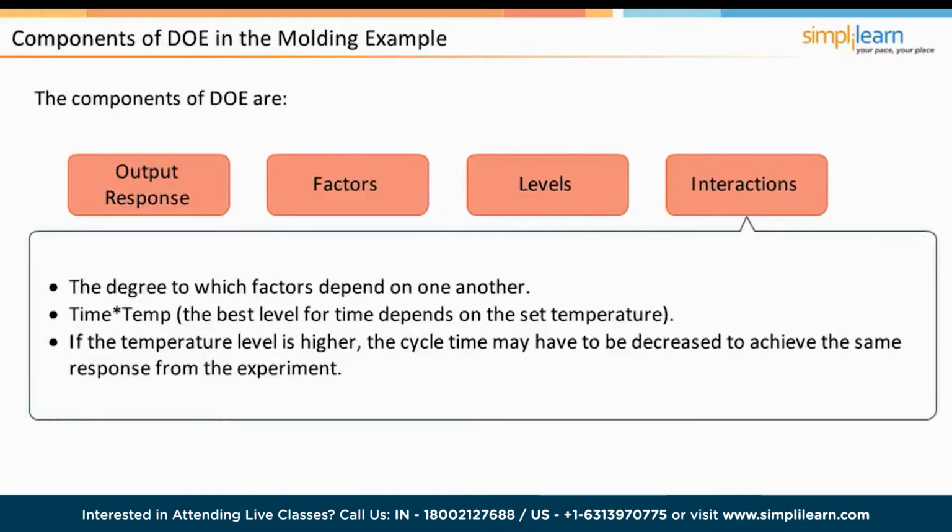Interactions refer to the degree to which factors depend on one another. Some experiments evaluate the effect of interactions. In the molding example, the interaction between cycle time and molding temperature is critical. The best level for time depends on what temperature is set. If the temperature level is higher, the cycle time may have to be decreased to achieve the same response from the experiment.